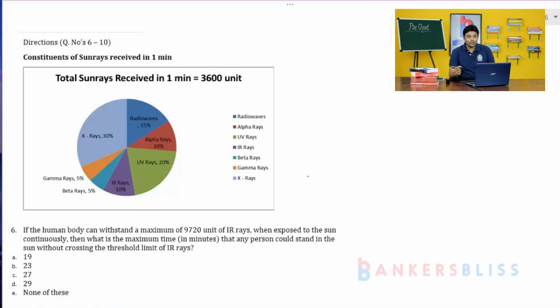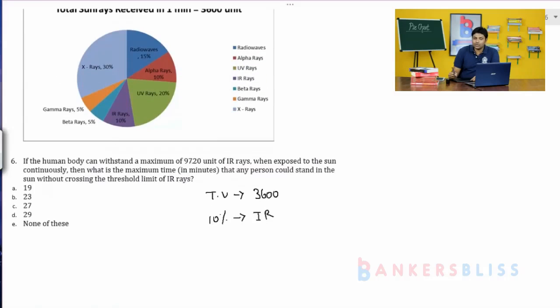Based on that, to receive 9720 units of IR rays, how many minutes do we have to stand in the sun rays? Very simple. Now, total units we are receiving is 3600. Among these 3600, 10% is IR rays. Now, what is the actual IR rays we are going to receive in 1 minute? That is 10% of 3600, which is equal to 360.